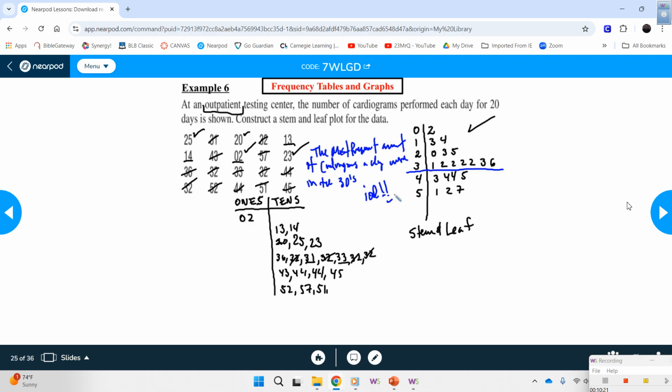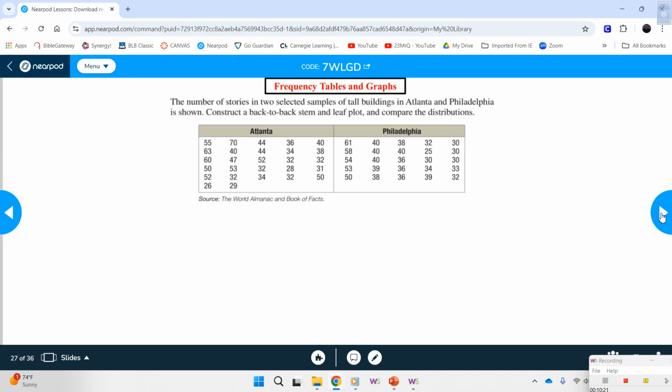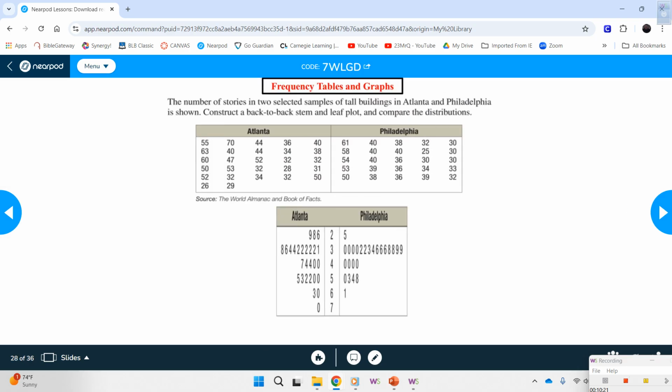Here we go. From there, we went to the stem and leaf. And then before you left, we did one with classes, just so that you can see how the setup was. But then I briefly mentioned these. Look up. They're asking to construct a back-to-back stem and leaf plot and compare the distributions. So now they're giving us two sets of raw data, one for Atlanta, one for Philadelphia, whatever that data may represent. Look up. And then the back-to-back stem and leaf looks like this.